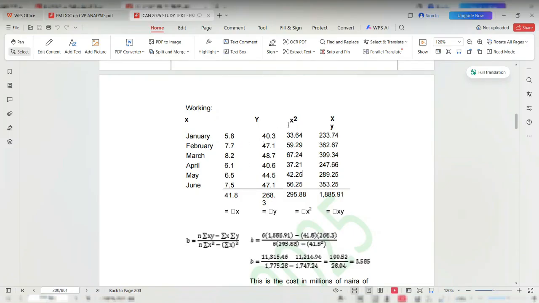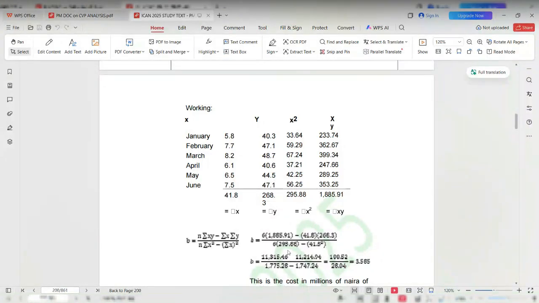Then we have X squared. You just square this: 5.8 raised to power 2 gives you 33.64. You do it for all like that. Then you are going to multiply Y and X. We have 5.8 to be our X, 4.3 to be our Y. Multiply the two, you have 233.74. After you are done, you insert them into this formula, then you get your B.